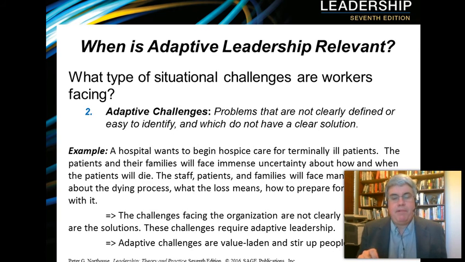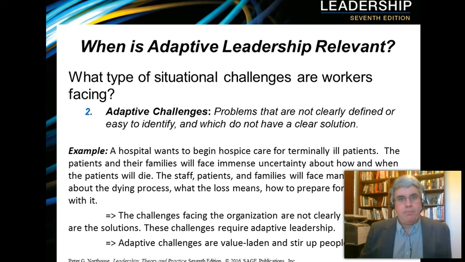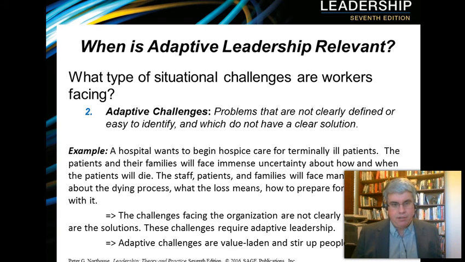A second type of challenge that people face are what's known as adaptive challenges. And these are problems that are not clearly defined or easy to identify and which don't have a clear solution. They're far more complex than the technical problems. So, for example, suppose that a hospital wants to begin hospice care for terminally ill patients. They haven't been doing hospice care, but they want to start doing hospice care. This means that the patients and their families will face immense uncertainty about how and when the patients die. Because that's what hospice does. It takes care of somebody till they die.